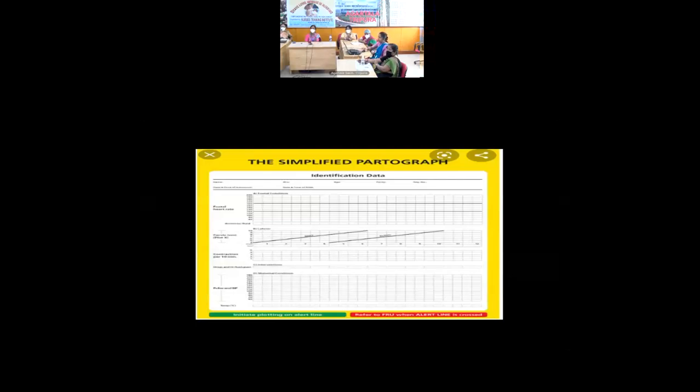This is a simplified partograph. It was introduced in hospitals in 2000 by WHO. This is a simple way, this simplified partograph is shown by WHO. You can see so many components, fetal heart rate, and cervical dilatation, progress of labor, contraction, and you can see the graphs, and maternal condition also is added here, pulse, blood pressure and temperature.